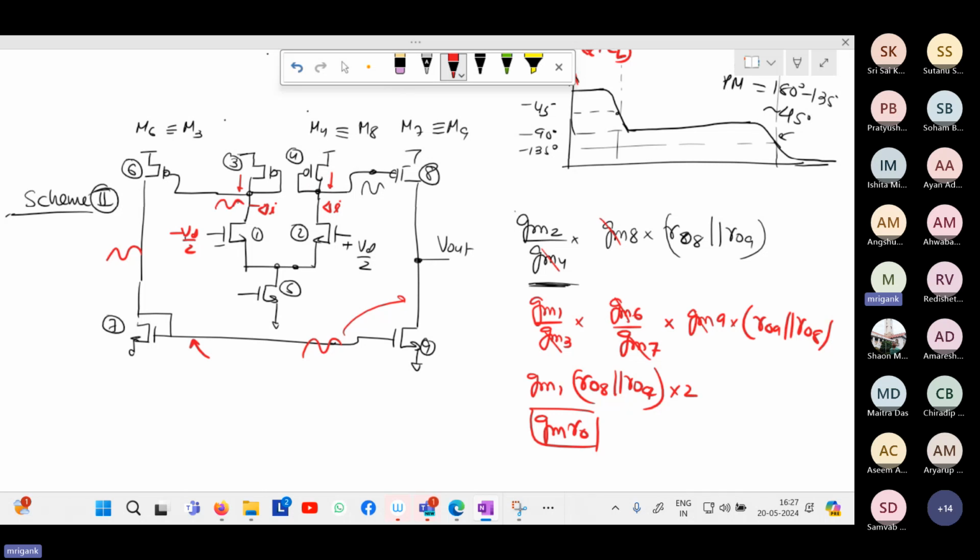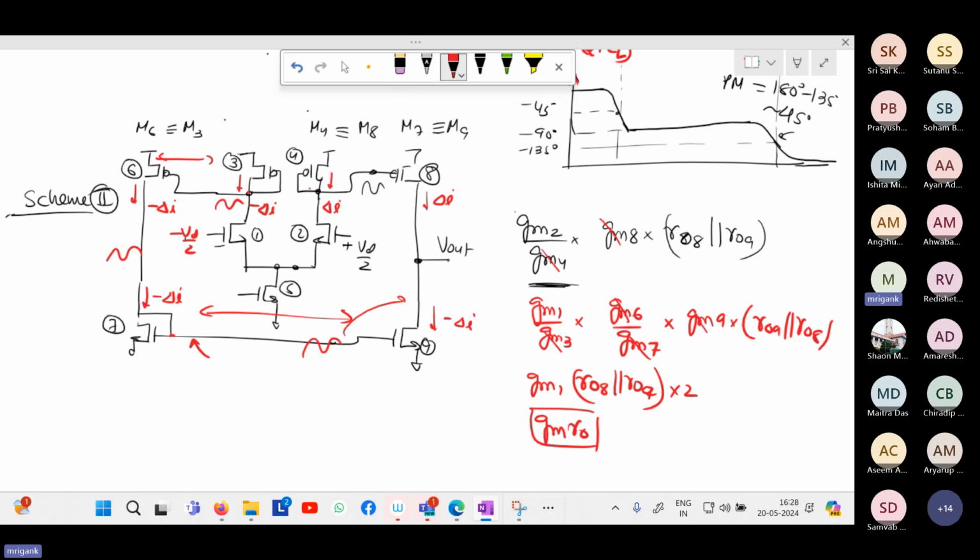So now, if you look at this carefully, M3 and M6 are forming a current mirror. M3 is a diode connected device, M6 is mirroring it. So whatever small signal comes here, minus delta I will come here. Likewise, M4 and M8 are also forming a current mirror. Whatever delta I comes in M4, the same delta I will come here. Now this delta I, minus delta I comes here. This M7 is a diode connected device, and it is forming a current mirror with M9. So M7 and M9 are forming a current mirror. So whatever minus delta I comes in M7, the same will come in M9, minus delta I.